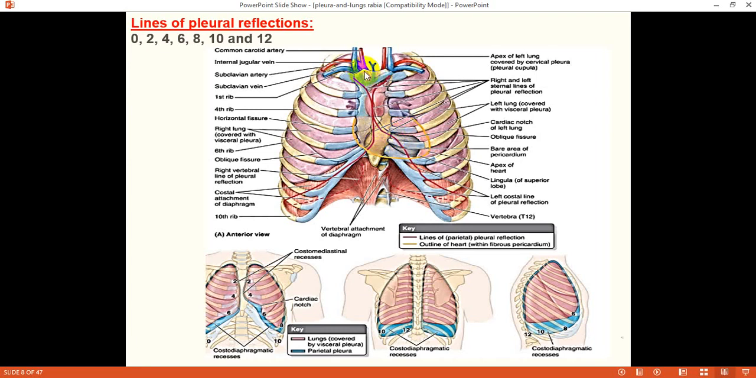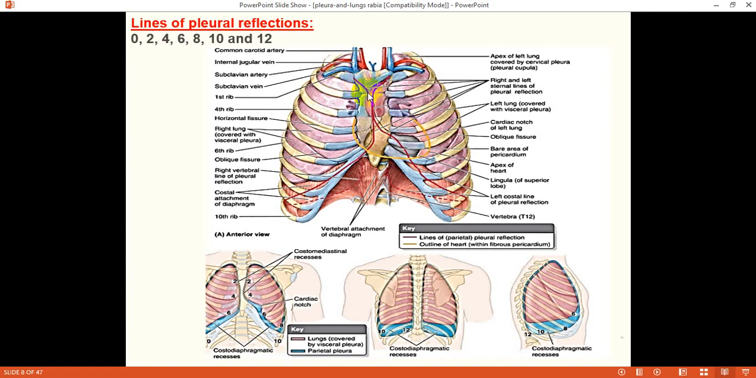Now the first line of reflection on both lungs we are going to observe is the sternal line. Here you can see the right and left sternal lines of reflection, and you can also observe that they are starting from cervical pleura here, passing downward.